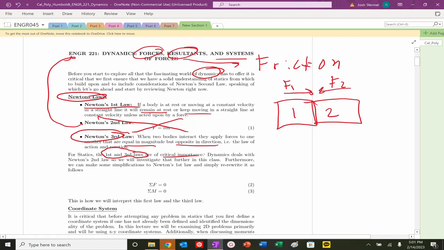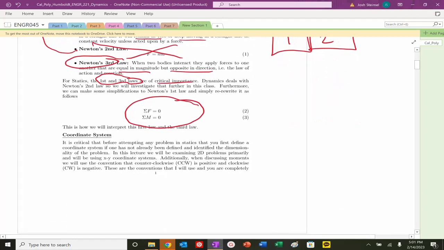One of the most important things we're going to go over and over again today is writing down the static equilibrium expressions. Specifically, we're always going to be working with the sum of the forces and the sum of the moments must be equal to 0. And that is how we're going to interpret our first and third laws.